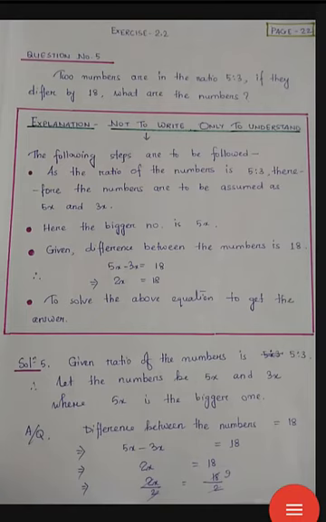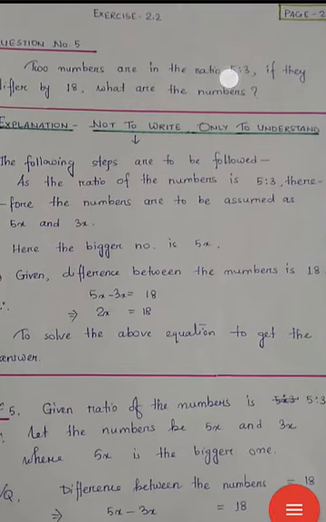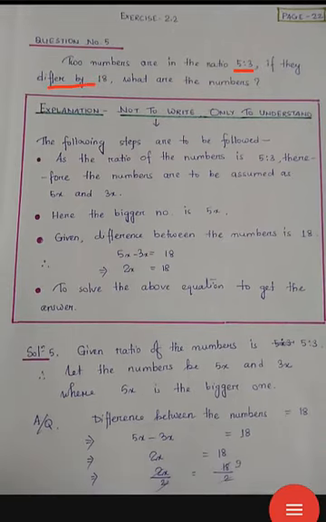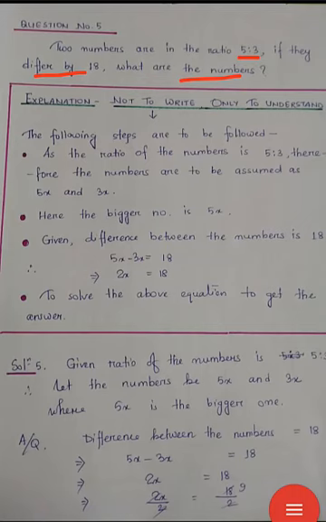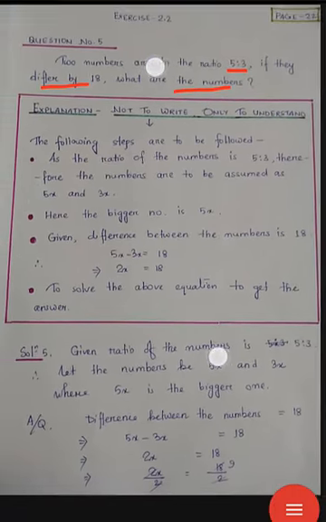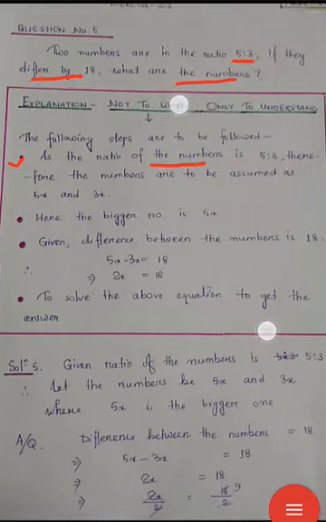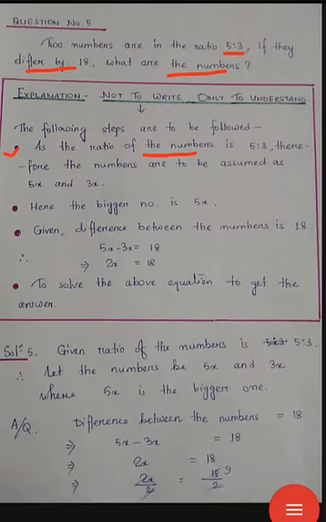The question is, two numbers are in the ratio 5:3. If they differ by 18, what are the numbers? So let us look at the explanation part. These steps are not to be written, only to follow. So the first step is, as the ratio of the numbers is 5:3, therefore the numbers are to be assumed as 5x and 3x.